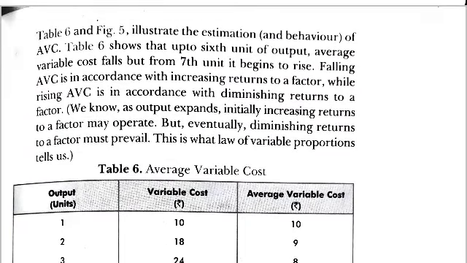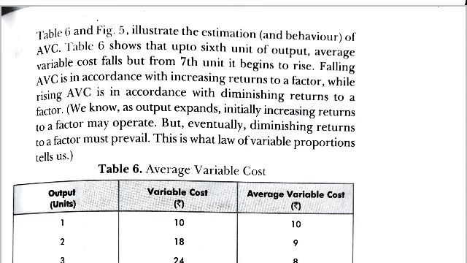Table 6 shows that up to the 6th unit of output, average variable cost falls, but from the 7th unit it begins to rise. Falling average variable cost is in accordance with increasing returns to a factor. If the average variable cost is falling, it shows increasing returns to a factor, while if the average variable cost starts to rise, it shows diminishing returns to a factor.